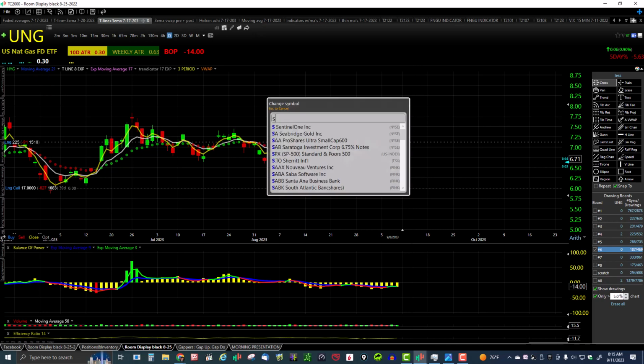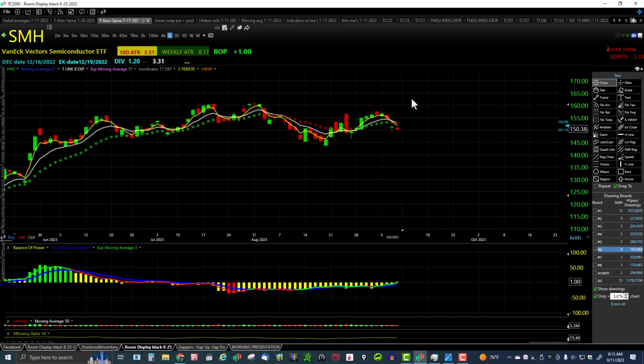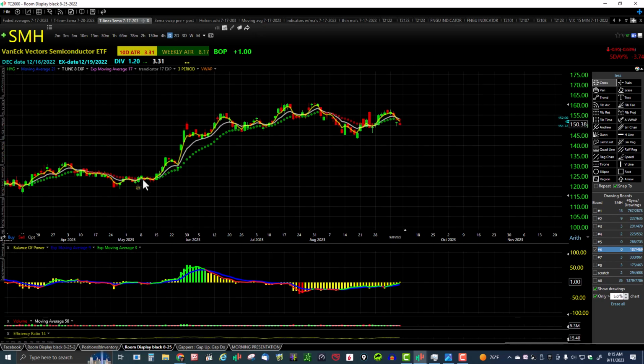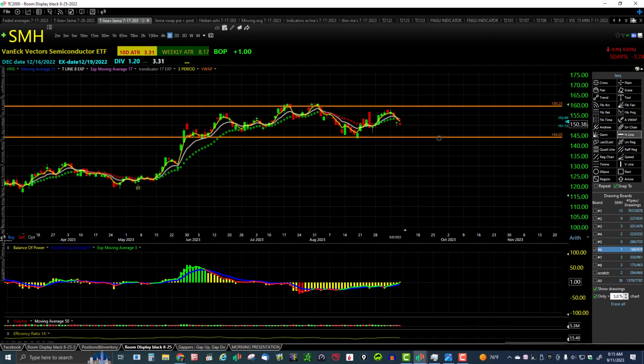All right, let's take a look at semiconductors. SMH. Now here's our bull flag, sloppy bull flag. Kind of stuck now. It's gone past bull flags, kind of in a channel here, right up here being the highs, and right down here being the lows. So semiconductors just moving over to the right. I like it. The longer they stay in here, the bigger the move is to the upside.